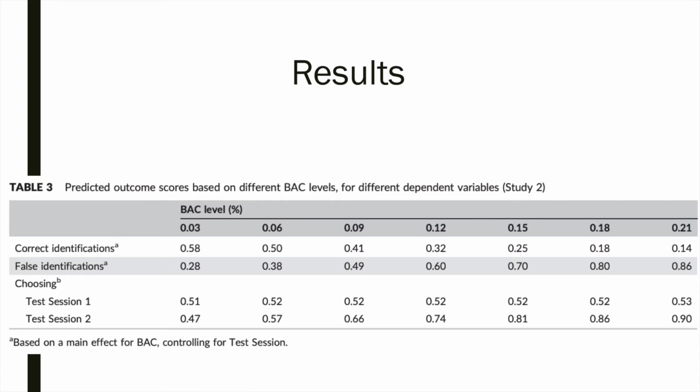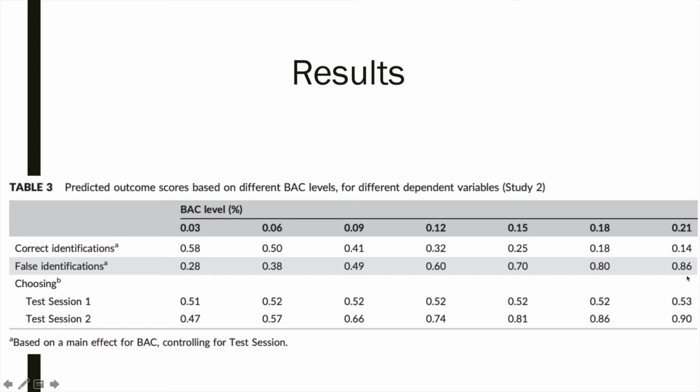Now, when looking at the results, the first study didn't really give much conclusive evidence, which we'll touch on later. But these are the results from study 2, and you can see there's a table here that shows that there is a correlation between lower levels of BAC and more correct identifications, and then higher levels of false identifications with a higher level of BAC.